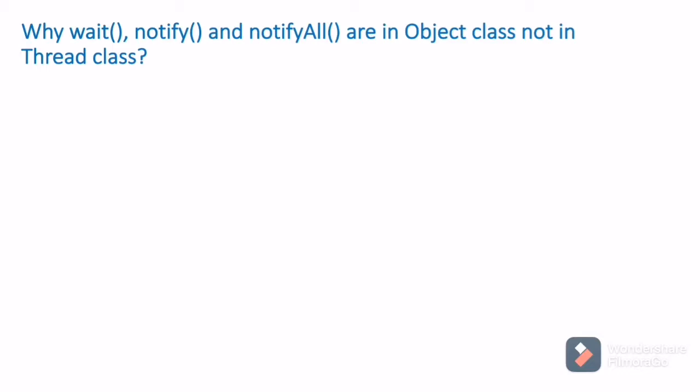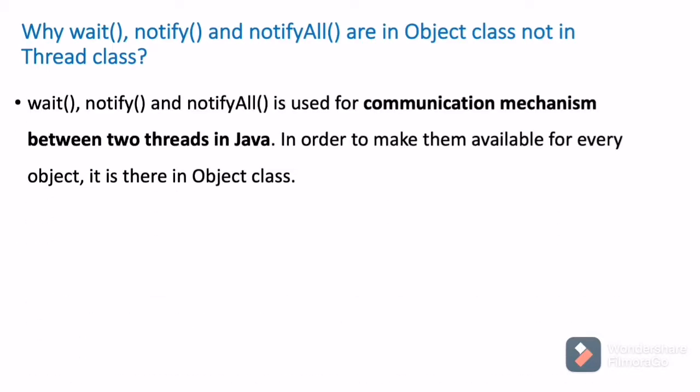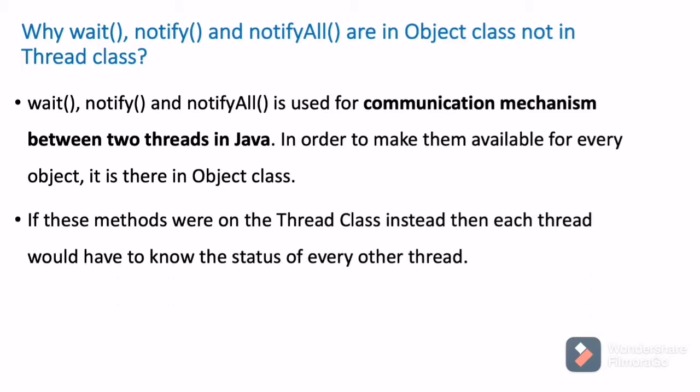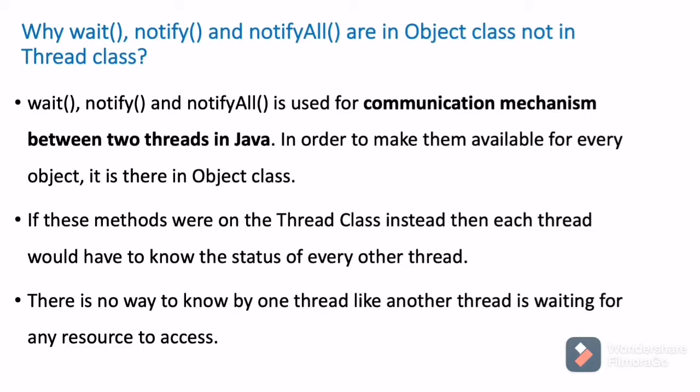Why are wait, notify and notifyAll in the Object class, not in the Thread class? It is an important interview question. Wait, notify and notifyAll are used for communication between 2 threads, that is inter-thread communication. In order to make them available for every object, they should be in the Object class. If these methods were in the Thread class, then each thread would have to know the status of every other thread. But logically that is not possible. There is no way for one thread to know whether another thread is waiting for any resource to access. It is possible only for objects. That's why it is in the Object class.